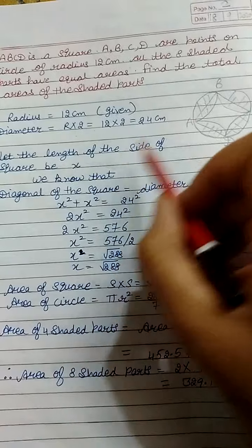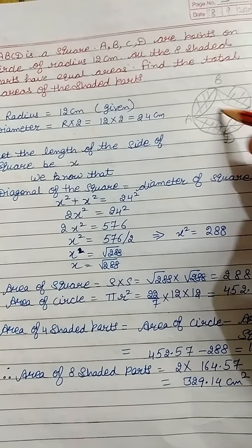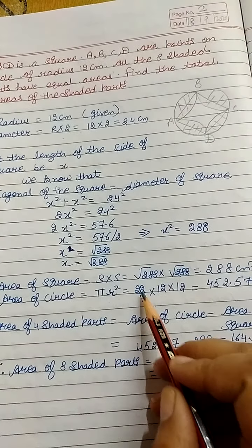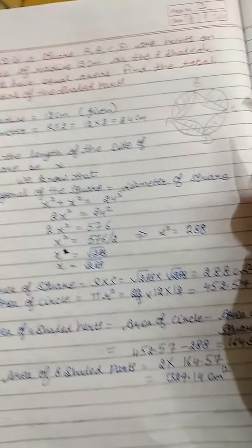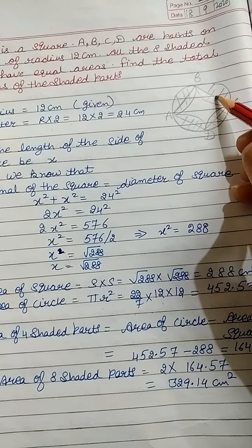Okay, so for that, first of all there is a need to find out the area of the circle. Circle area we will find out, that is pi r square. Pi r square you will get here, that is 452.57. Now afterwards we will find out the area of this one square.